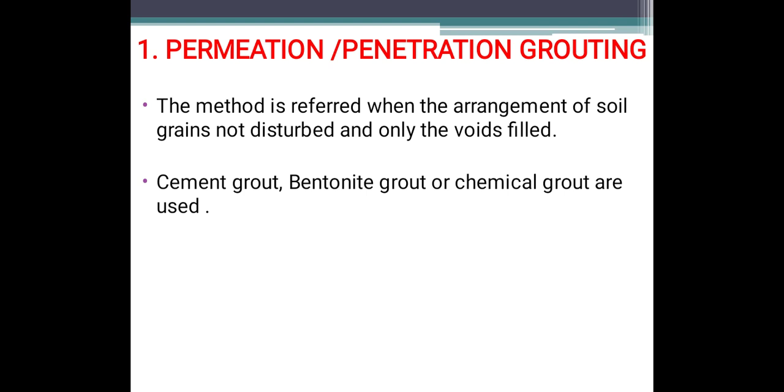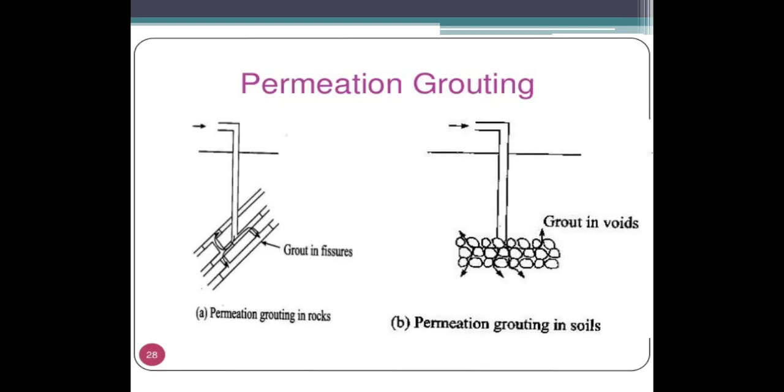In this method, when the grout is injected, there is no disturbance to the arrangement of soil particles or soil grains, so it only fills the voids present in the soil medium. Cement grout, bentonite grout or chemical grout are commonly used in this type of grouting technique. If you see the figure, there is a grout pipe. When it is injected with the grout material, it only fills the fissures in the rocks.